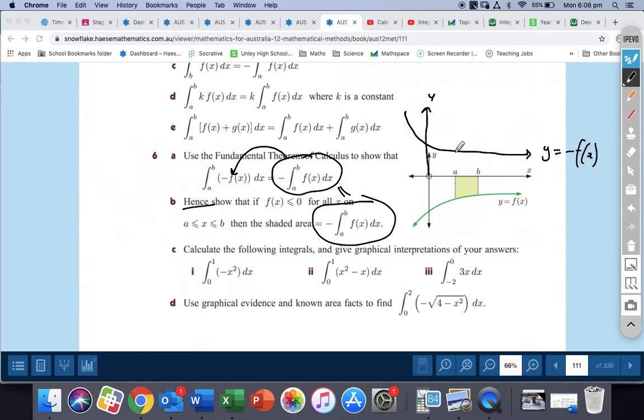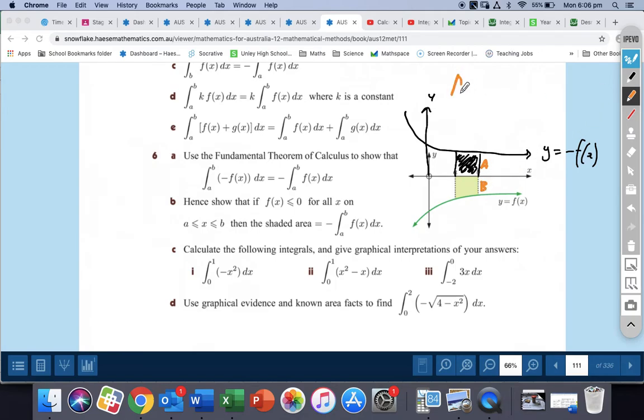The area from A to B for that will actually be exactly the same as this area. Maybe I could even label this: this is area A, and this is area B. Area A equals area B. They're the same area, but the integral here will be negative, and this one will be positive.